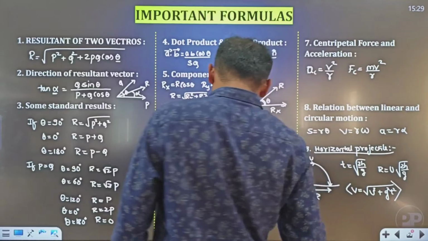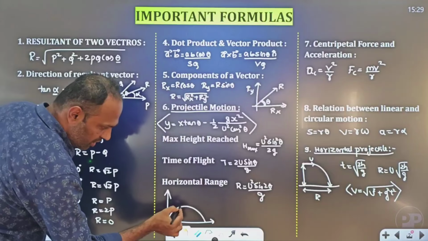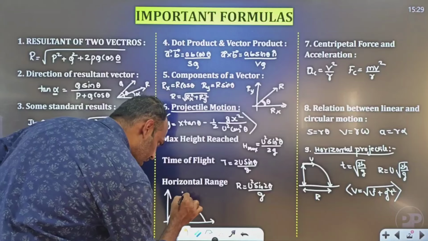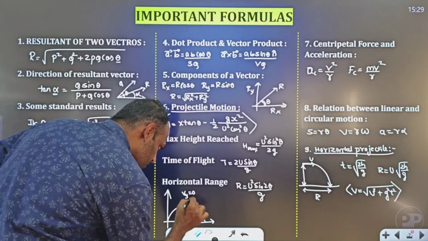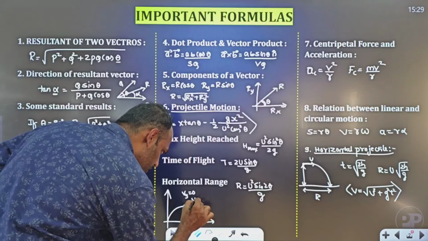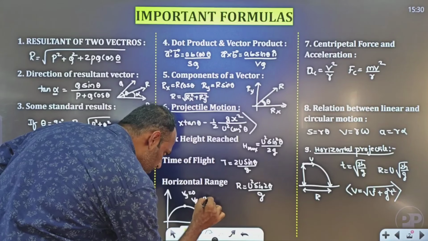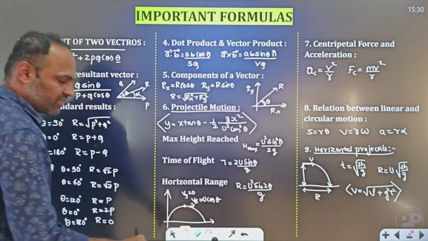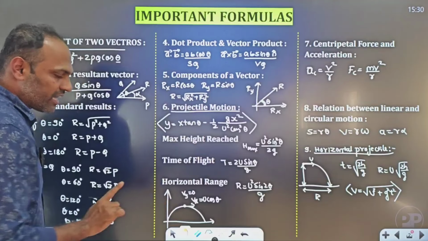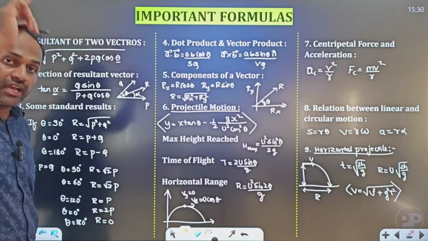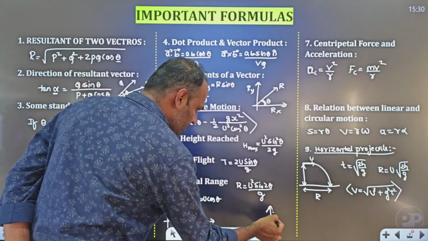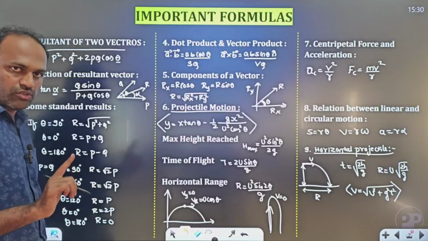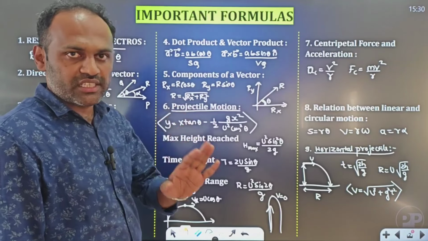And remember, in projectile motion the velocity at the highest point is not 0. Velocity will not be 0. At the highest point, the vertical component of velocity will be 0. Horizontal component of velocity will be present, that is u cos theta. So the velocity is not 0 at the highest point in projectile motion. It is 0 in vertical motion. If you go vertically upwards, the velocity at the highest point becomes 0, but in this case the velocity at the highest point is not 0. Horizontal velocity is present, it is u cos theta.